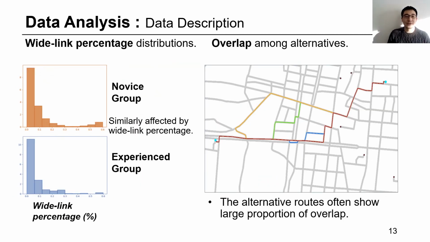By calculating the one-way link percentage of each group's chosen routes, no big difference was found, but I noticed another phenomenon. There is a big overlap among all the route alternatives for each OD pair. This is very suitable for using one of the famous and classical route choice models, the path size logit model, or the PSL.